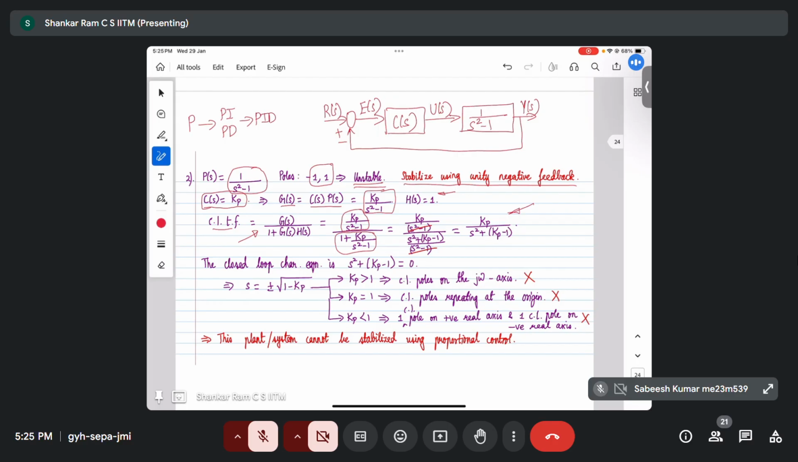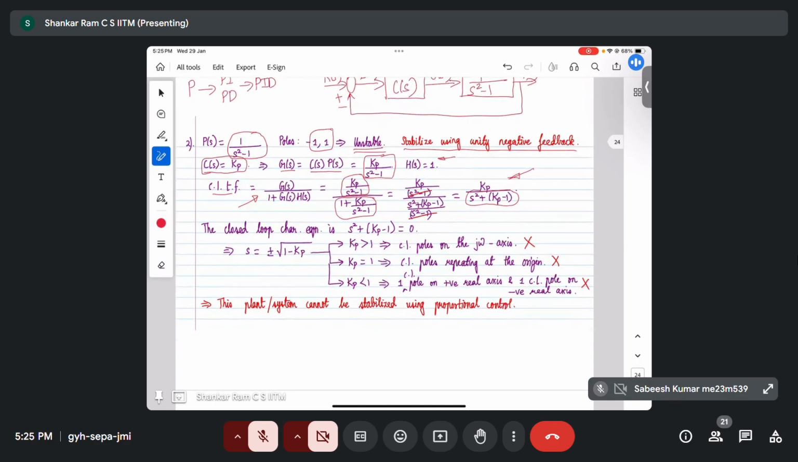So what is the closed loop characteristic polynomial? It is the denominator polynomial of the closed loop transfer function. In this example, it is S squared plus Kp minus 1. So consequently, the closed loop characteristic equation is S squared plus Kp minus 1 equal to 0. So this is the closed loop characteristic equation, and we work with this now.